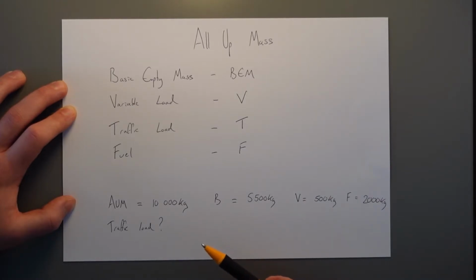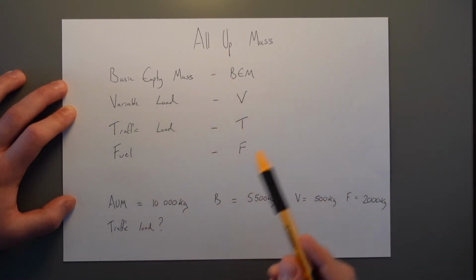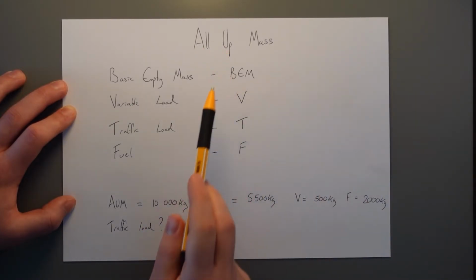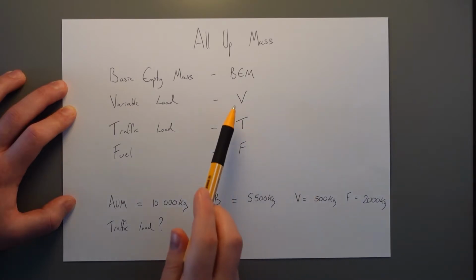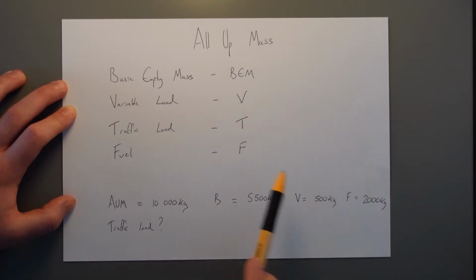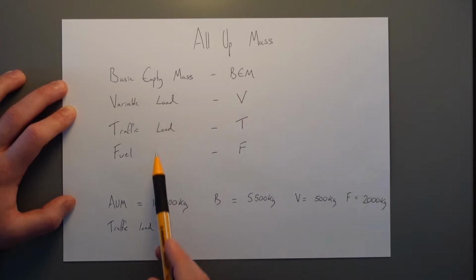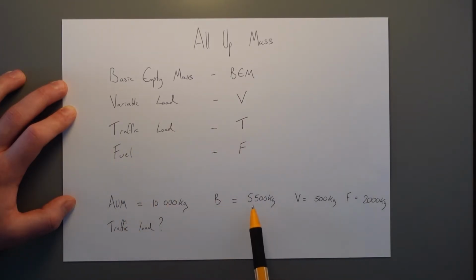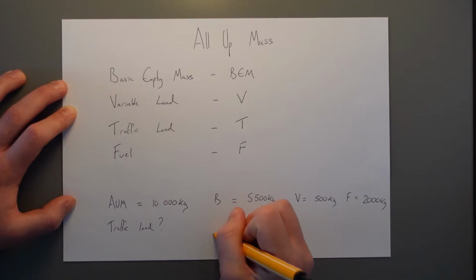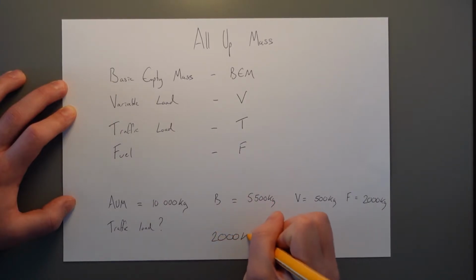It's a simple addition, subtraction calculation. We've got 10,000, which is the total. We've got basic, which is 5,500. We've got variable, which is 500. We've got fuel, that's 2,000. What space is left over for the traffic load? 10,000 minus 5,500 minus 500 minus a further 2,000, traffic load, we still have 2,000 kgs left over.